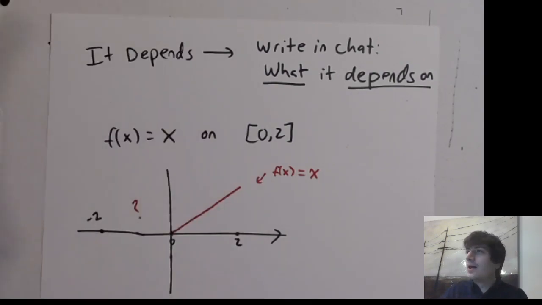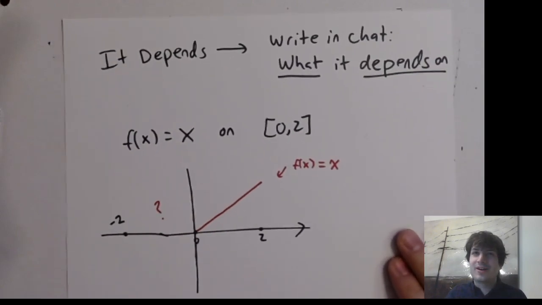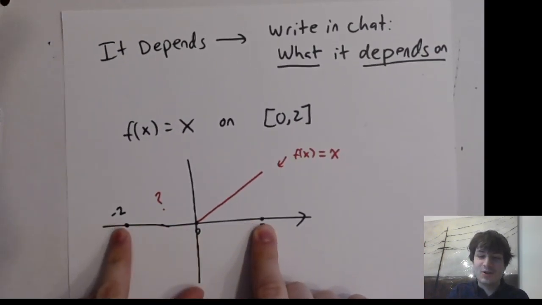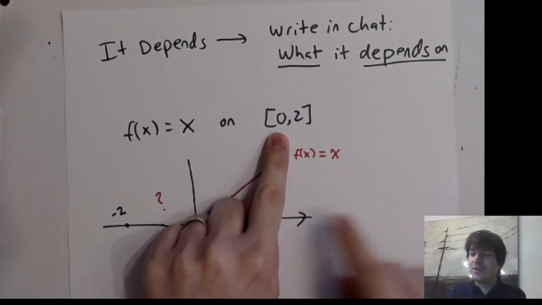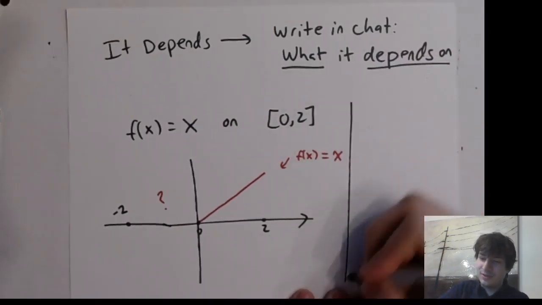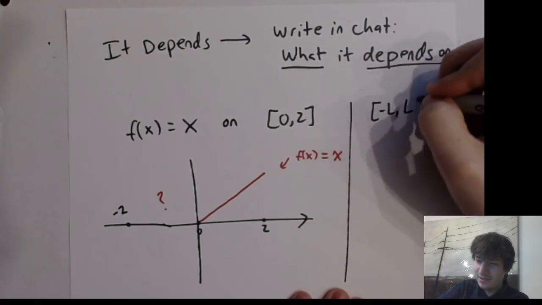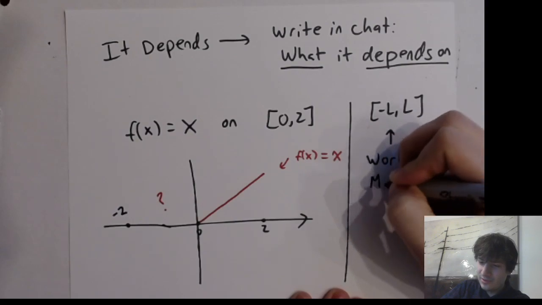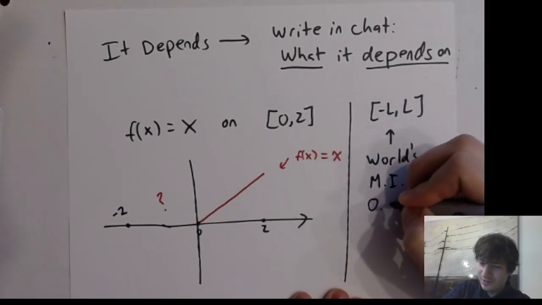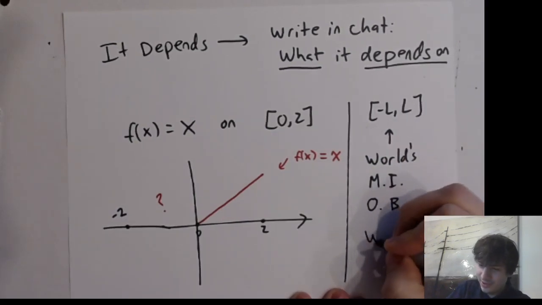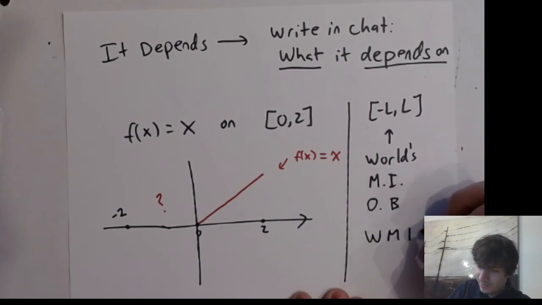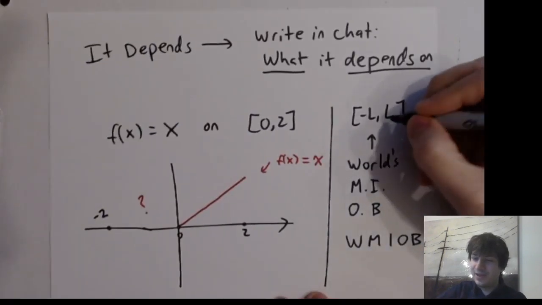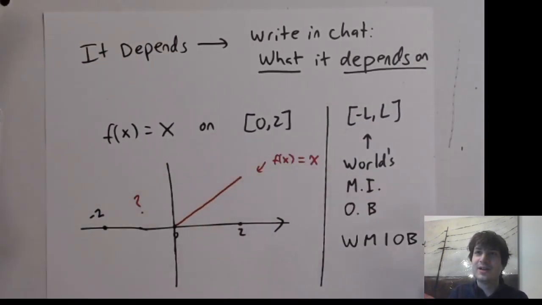Okay, so I'm back. People in the chat are correctly figuring out that the secret to this problem is to extend the domain. So this interval 0 to 2 does not match with our minus L to L, which is what the world's most important orthogonal basis, the WMIOB, world's most important orthogonal basis, uses. That's from minus L to L. This is from 0 to 2, so they don't match.